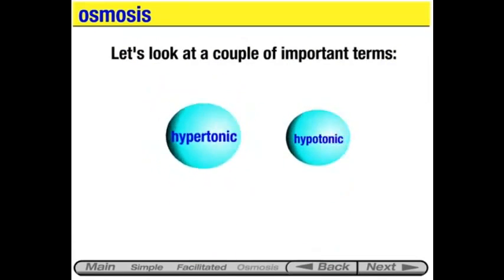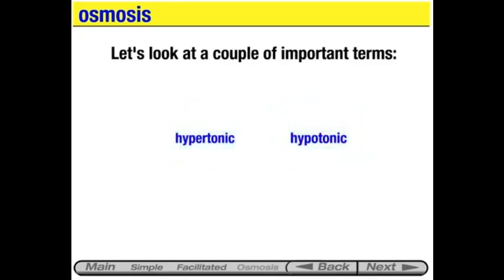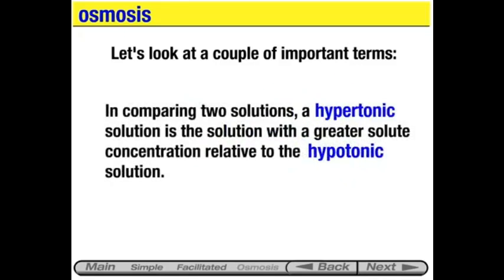There are two types of solutions where the volume of a cell changes through osmosis. These are hypotonic and hypertonic. And what do these two differ in?